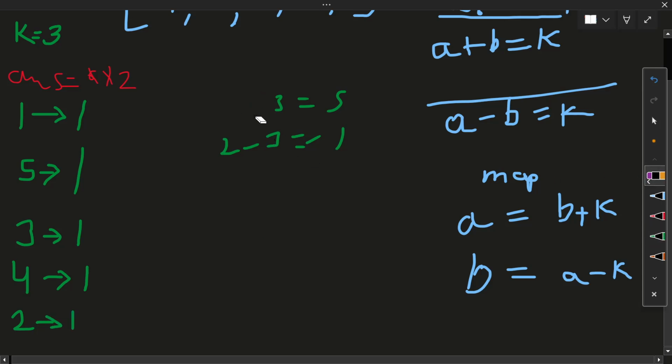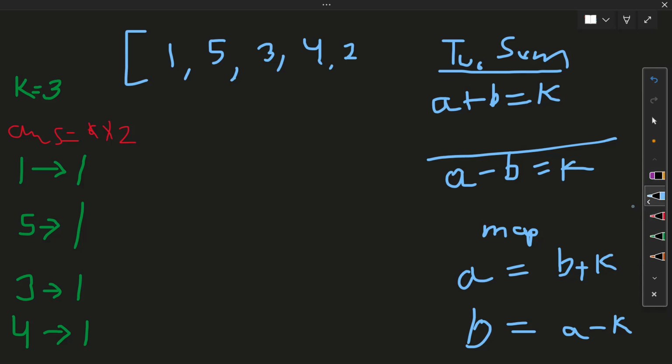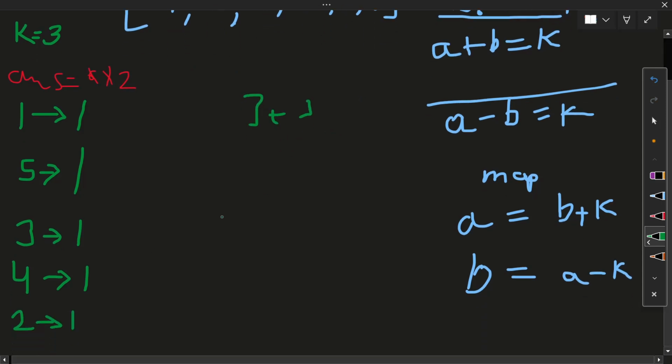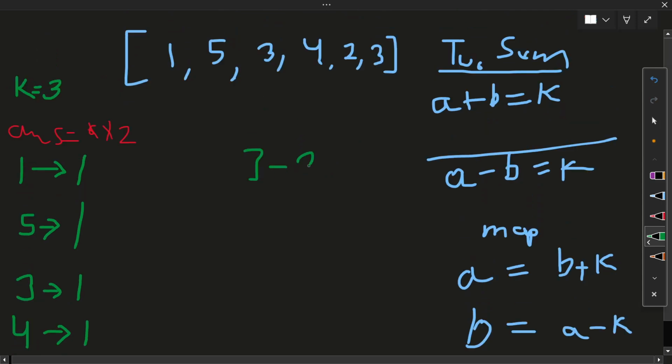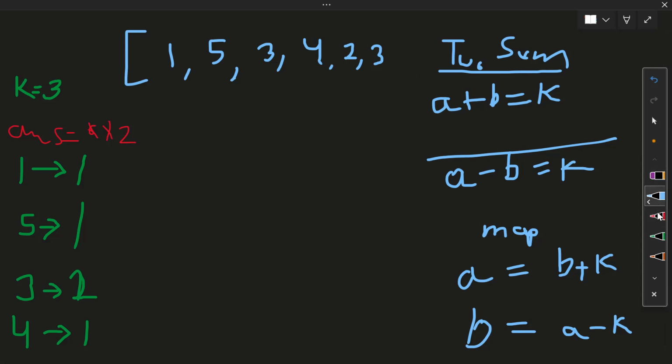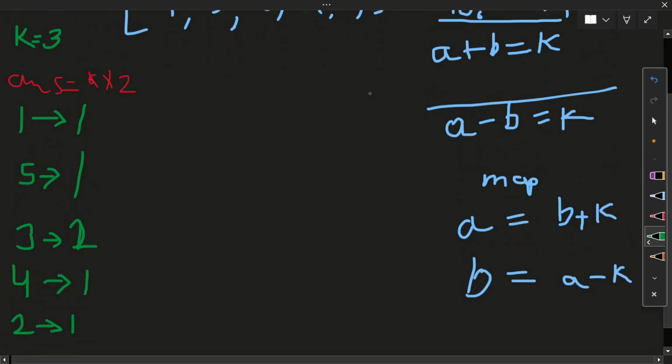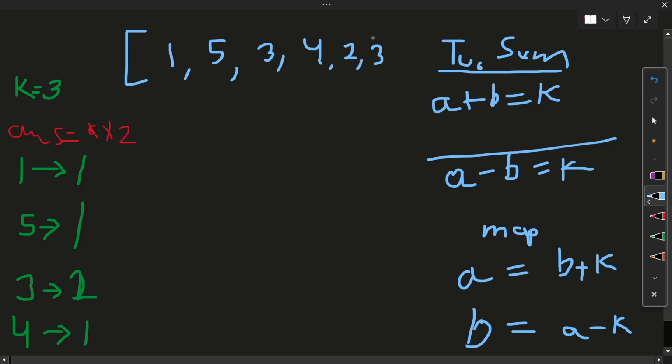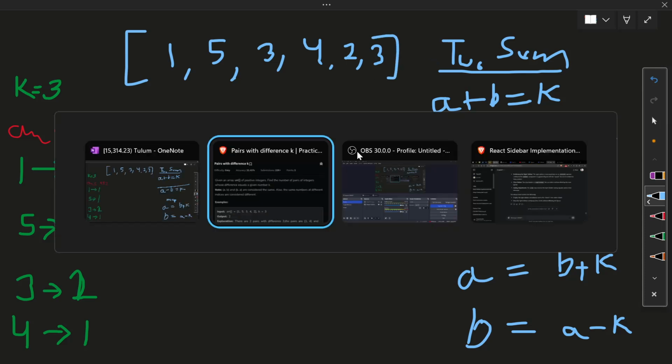So let me take one more value here. So let's take 3 itself. So we have this 3. We need to check whether 3 plus 3 is present. No, it is not present. And what about 3 minus 3? Is it present? No, it is not present. So now our 3 increments. So let me take one more value this time, but I think that's enough. You got my point. So let's try to code this.